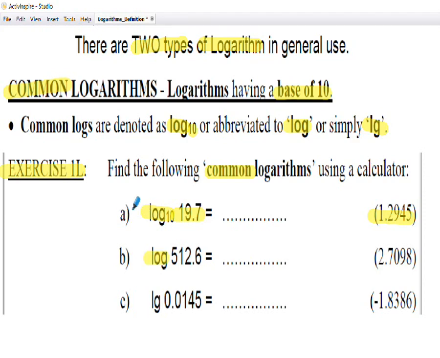Part B, we've got log, the base of 10 is not written, of 512.6. Again, on your calculators, hit the log key, 512.6, press equals, you should get 2.7098. In other words, raising the base of 10 to the power of 2.7098 will give us the value of 512.6. And finally, part C, the lg means log to the base 10 of 0.0145. Press equals on your calculator and you'll get negative 1.8386. In other words, raising the base 10 to the power of negative 1.8386 will give you the value of 0.0145.